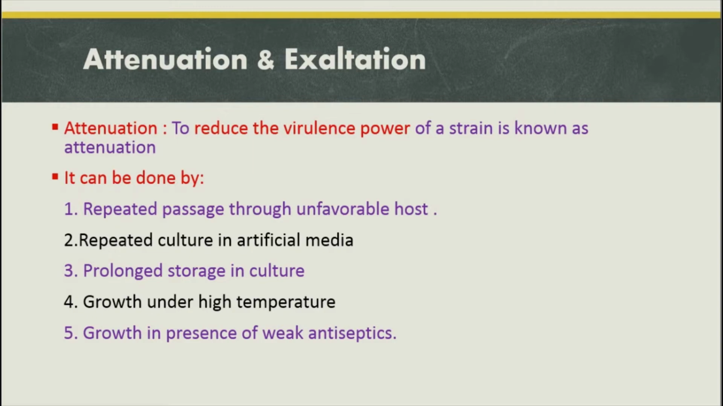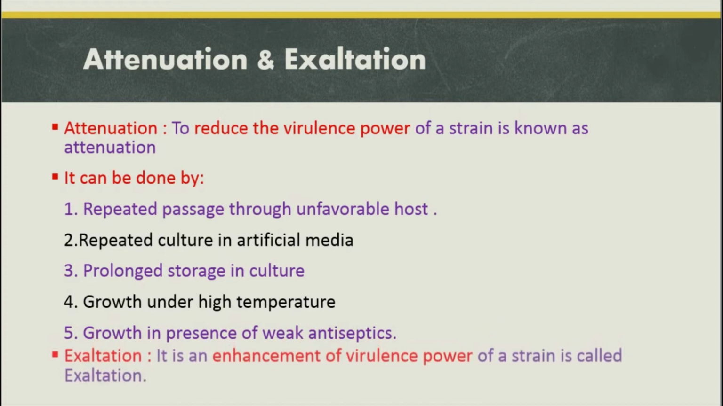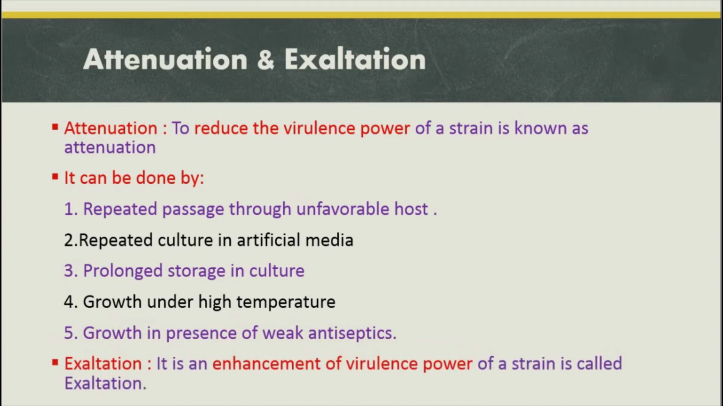Now, the next process is exaltation. It is just the opposite of attenuation. An enhancement of the virulence power of a strain is called exaltation. So, you must remember these two terms: attenuation, to reduce the virulence, and exaltation, to enhance the virulence power of a strain. In this way these two terms are commonly used.